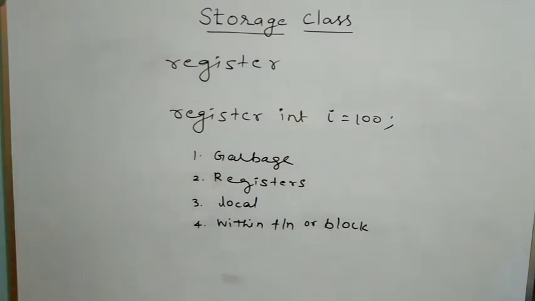So in this video, I have explained the storage classes or access specifiers, that is auto, extern, static and register, covering the initial value of the variable, where the variable can be defined, either within a block or function, in which particular part of the program, and the lifetime of the variable, that is, how long we can access the variable.